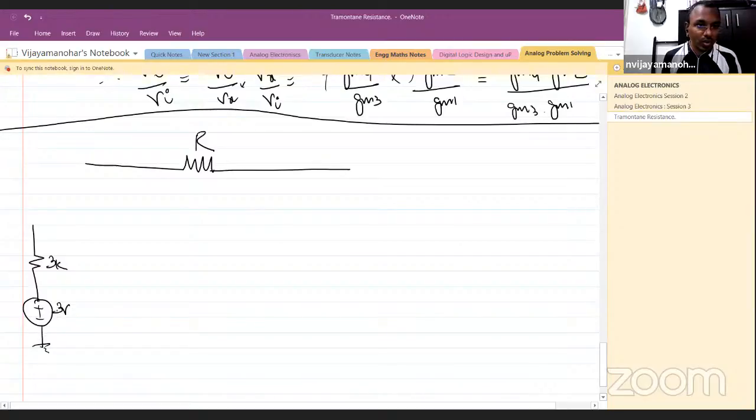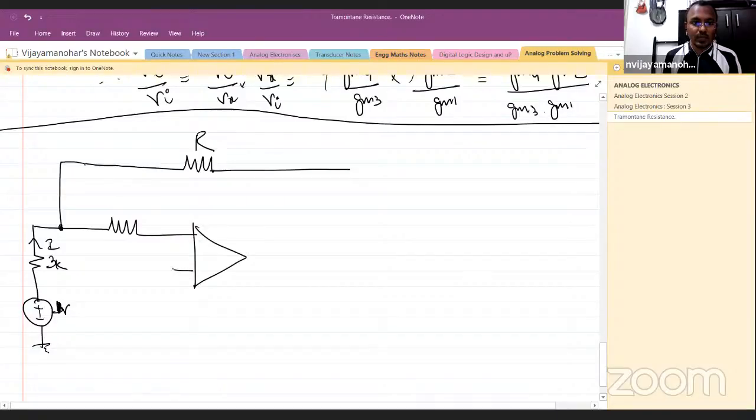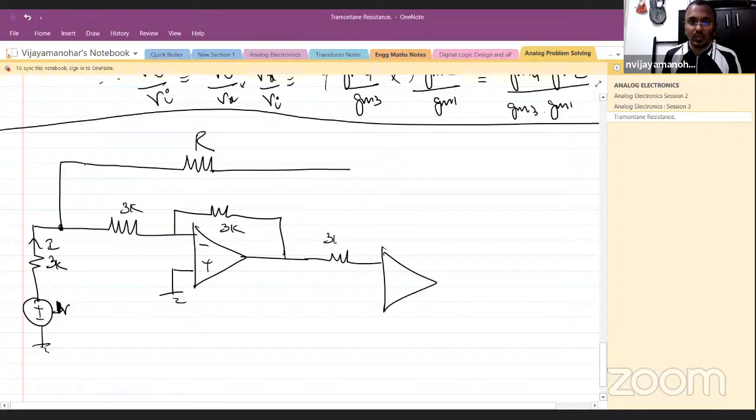I'm sorry, this is 1 volt. This is 1 volt. This current is I. So you have 3K, 3K, 3K, 12K, ground, correct?